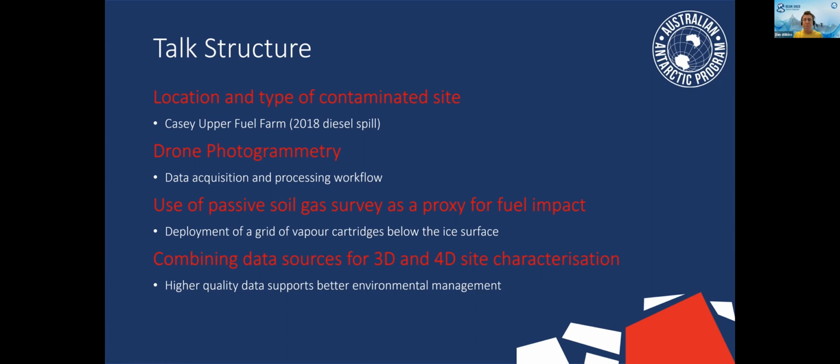And we did that by deploying a grid of drill holes or boreholes and vapor cartridges, which actually sat at the bottom of those, just above the soil surface, and measured the vapor in that footprint. And then how we combine those two things to get a picture of what's happening at the site, and get an idea of what we need to do to manage that for a good environmental outcome.